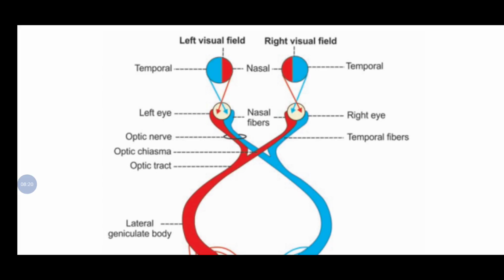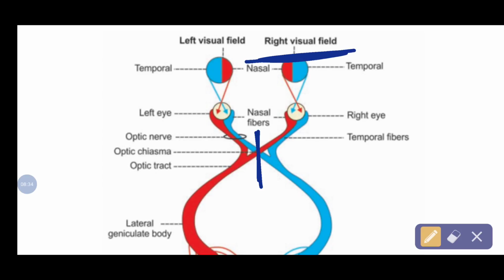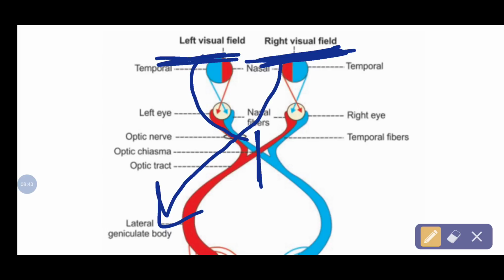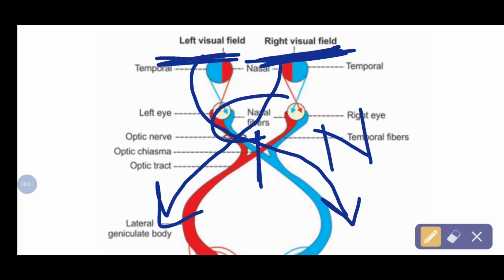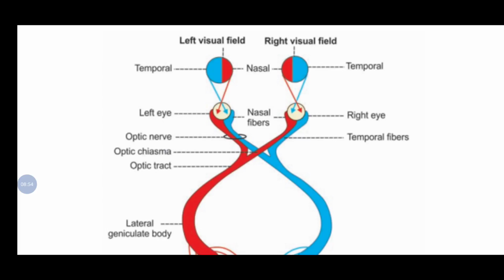So here it crosses. Both the nasal fibers of both the eyes cross to the contralateral side. The result is information from the right visual field travels in the left optic tract, and information from the left visual field travels in the right optic tract. Okay, because of the crisscrossing happening in the nasal fibers. This crossing is called the optic chiasma or optic chiasm.